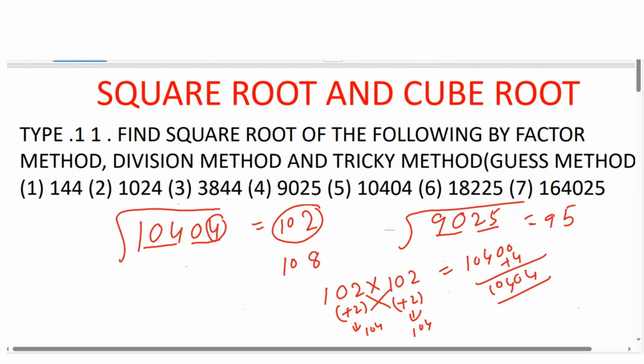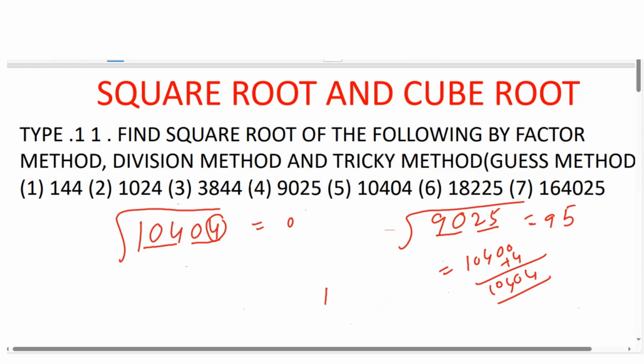So the square root of this number is 102. This is our right answer. So in this way, we can find every question very easily, and we can find the answer by this tricky method or guess method. Let us see the next question I have here.